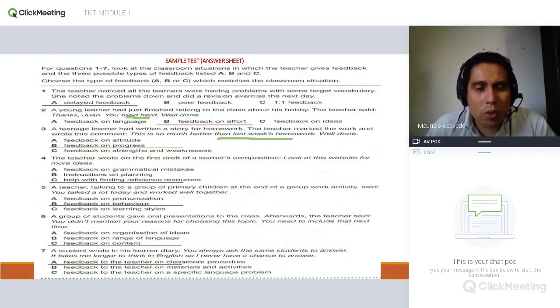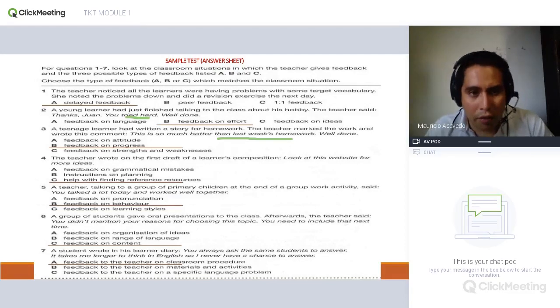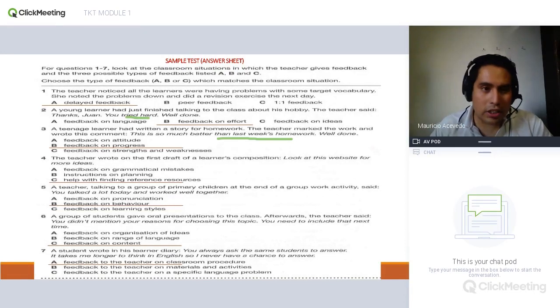The next one: the teacher wrote on the first draft of a learner composition, "Look at this website for more ideas." Help with finding reference sources. Okay, so you're giving them all the resources. You are a provider.